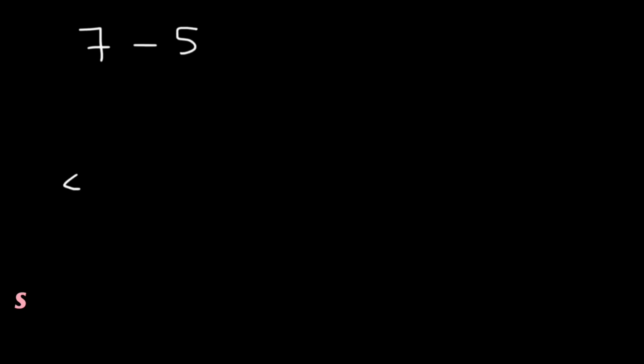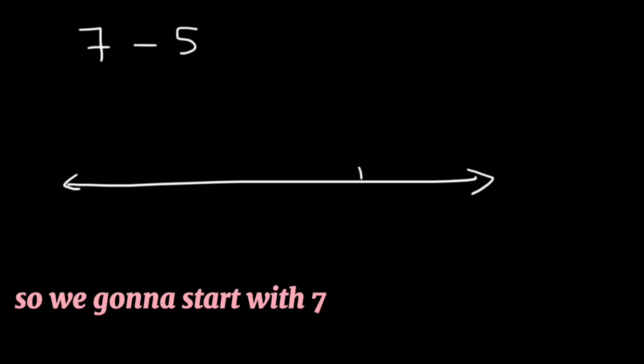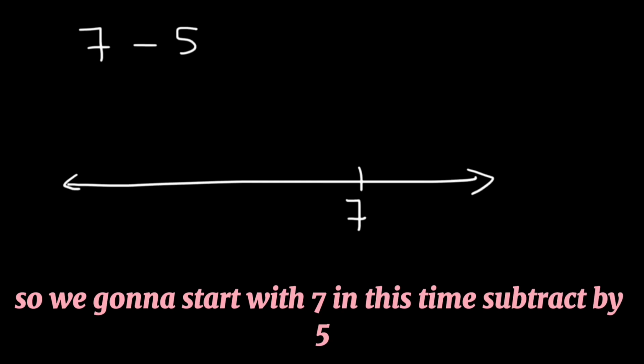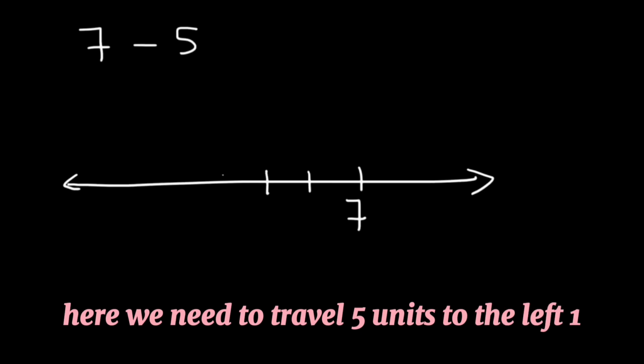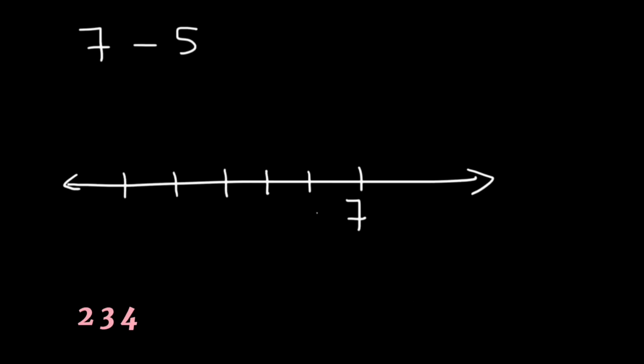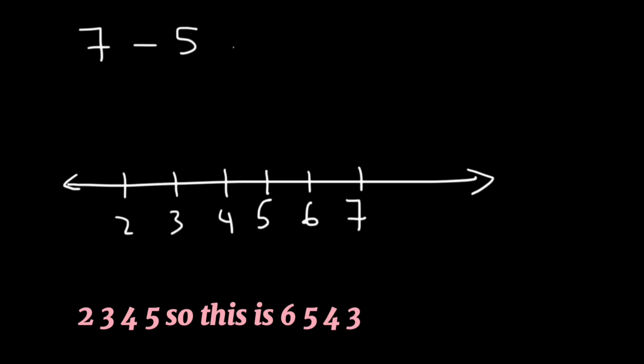Let's work on another example, 7 minus 5. So we're going to start with 7 and this time subtract 5. Here we need to travel 5 units to the left: 1, 2, 3, 4, 5. So this is 6, 5, 4, 3, 2. So 7 minus 5 is 2.